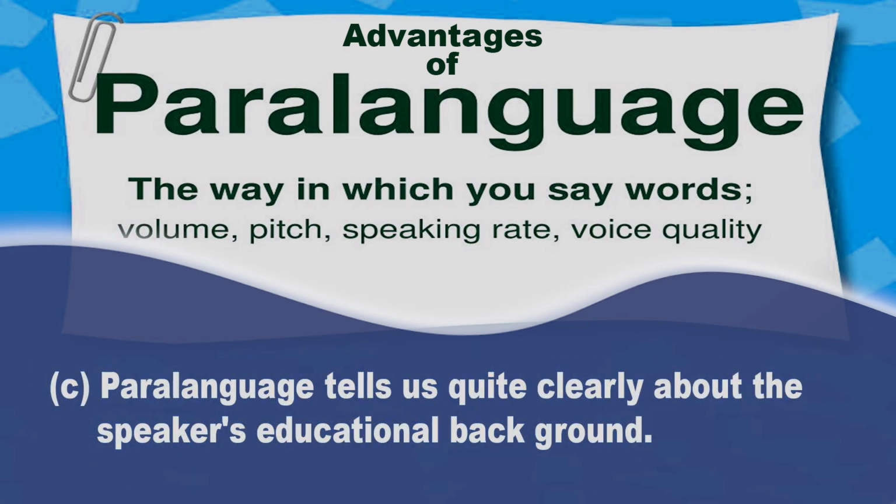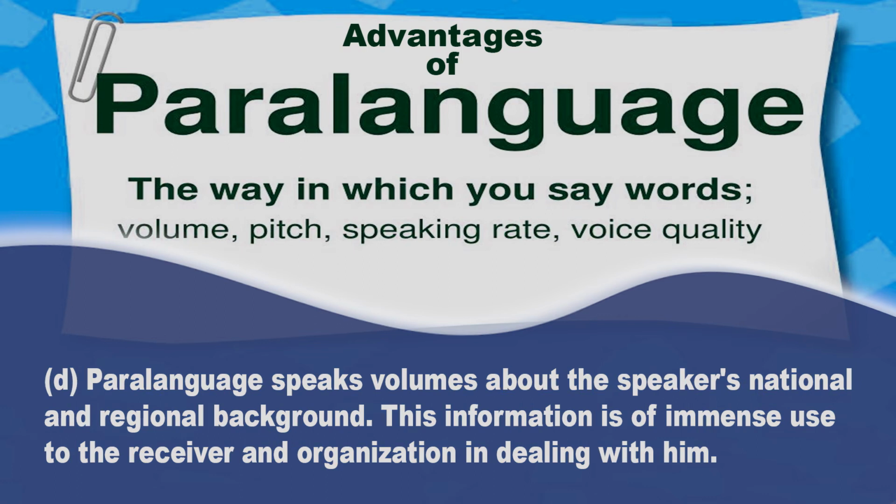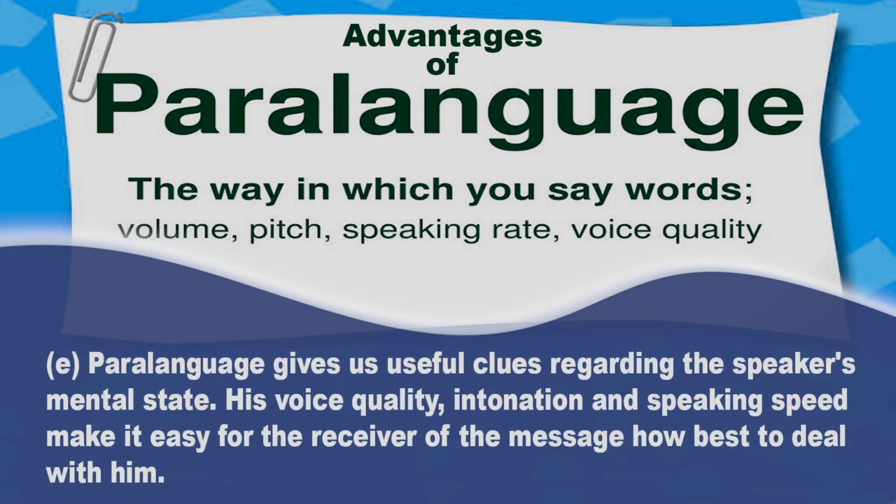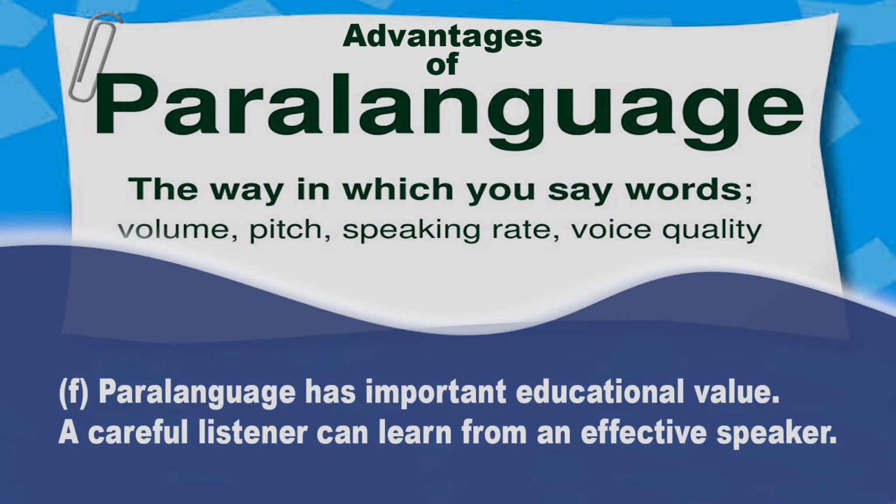Paralanguage tells us quite clearly about the speaker's educational background. Paralanguage speaks volumes about the speaker's national and regional background. This information is of immense use to the receiver and the organization in dealing with him. Paralanguage gives us useful clues regarding the speaker's mental status. His voice quality, intonations, and speaking speed make it easy for the receiver of the message to know how best to deal with him. Paralanguage has important educational value. A careful listener can learn from an effective speaker.